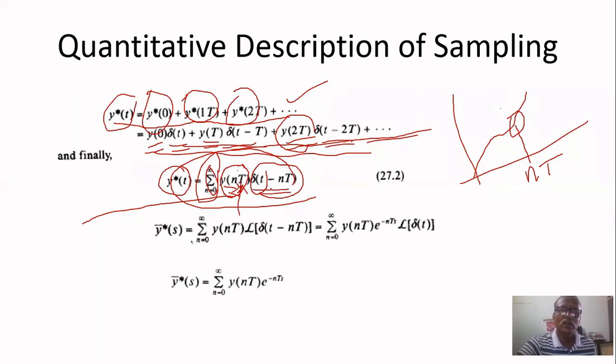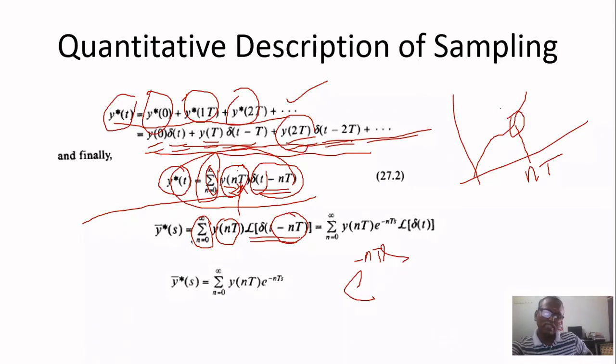So y star can be written as the Laplace transform of sigma n equals 0 to infinity y of nT del of t minus nT. But this is a constant, so it can be taken outside. This summation also can be taken outside. This alone remains. You know that in the Laplace domain, any delay is represented by an exponential. The delay is nT. Therefore, the delay can be represented by e power minus nTs.